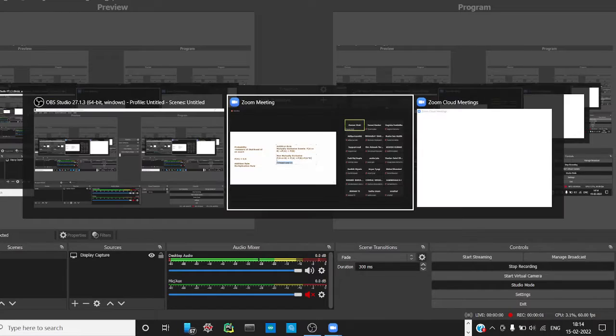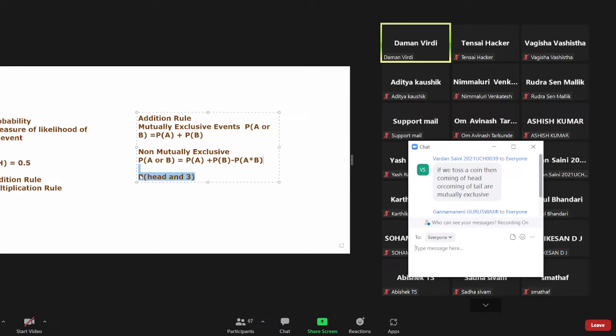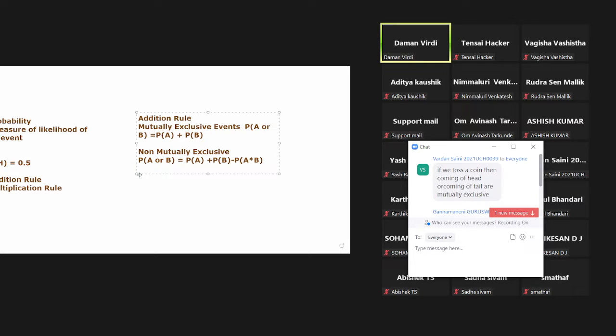To might not completely understand which things have to be applied. Okay. So this example is not valid over here. Yes. Okay. So basically what happens in the addition rule, if they are mutually exclusive, then P of A or B is equal to P of A plus P of B.